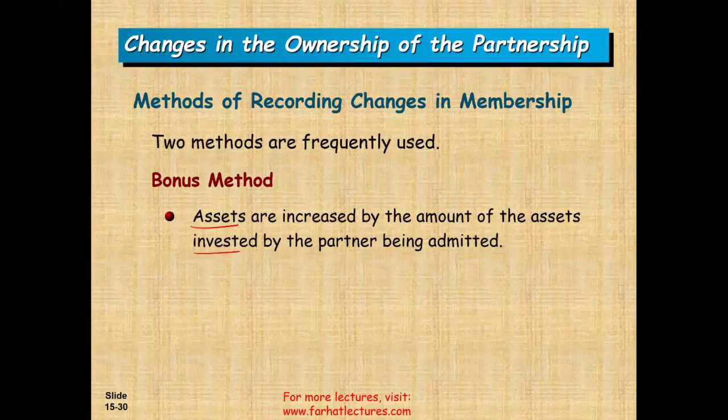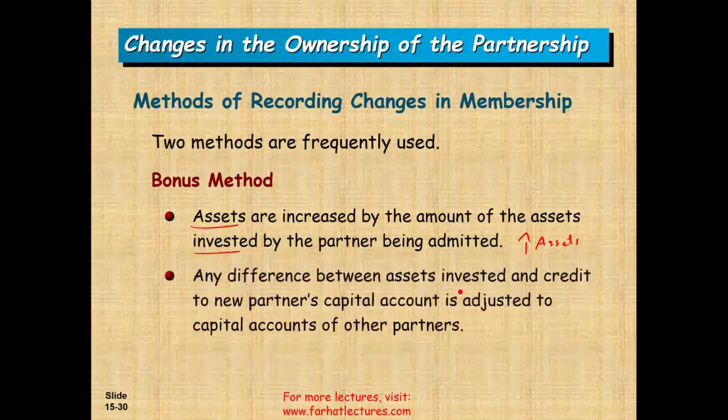So what's going to happen? We're going to have more assets. Of course, we're going to have more assets. And any difference between the asset invested and credited to the new partner's capital account is adjusted to the capital accounts of the other partners. So I'm going to just give you some numbers real quick, but we're going to work on a more specific example.